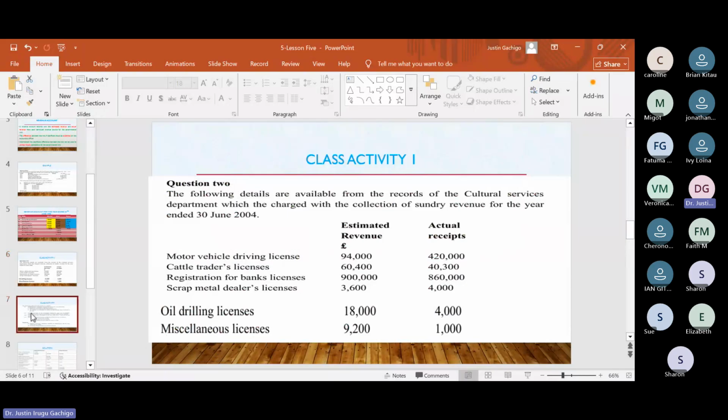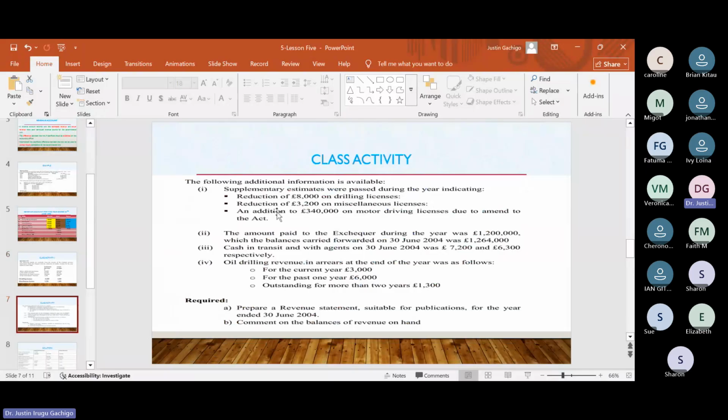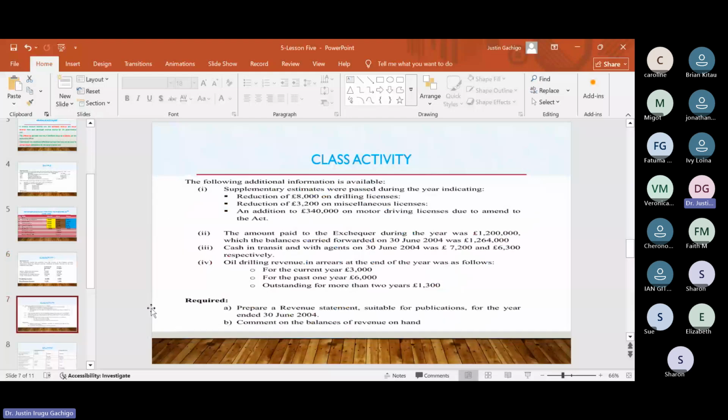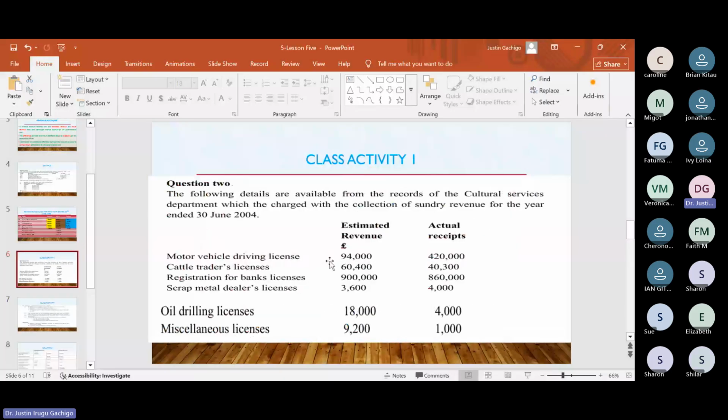And then the next one, reduction of 3.2 on miscellaneous license. So you come here, get the miscellaneous license. The miscellaneous license was 9.2, again less 3.2, right? And then we had an addition of 340 on motor vehicle license due to an amendment to the act. So that's an addition. For motor vehicle, we had expected to receive 94, but we are going to add 340 because this one was amended upward.